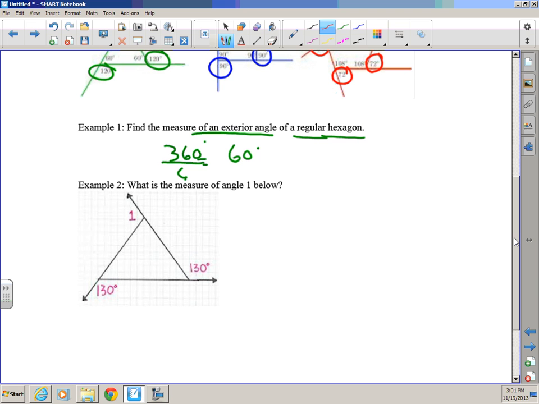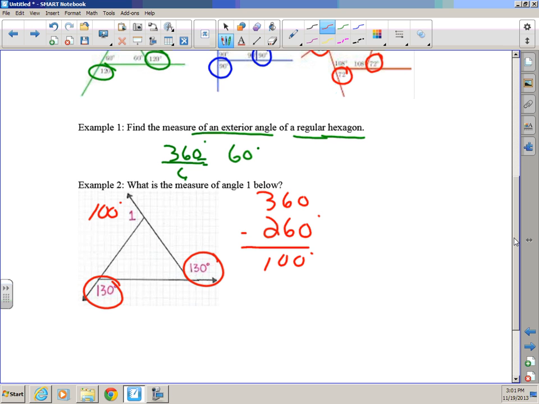All right. The last example. What is the measure of angle 1 below? Well, if you were listening to the rule, 130 and 130 are 2 of my external angles, and they total 260 degrees. The 3 of them together have to total 360. That means angle 1 is 100 degrees. Now, that's the most direct way to get there. You could have gotten there another way.